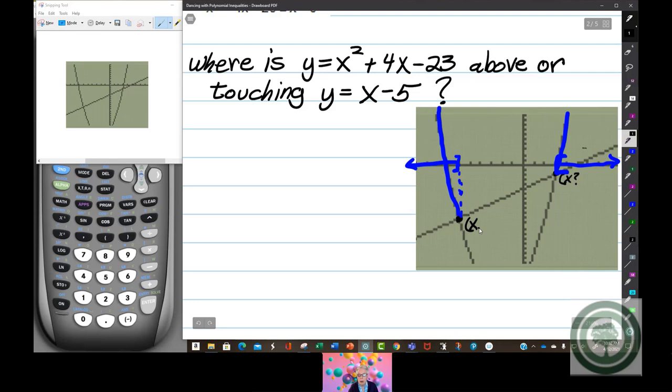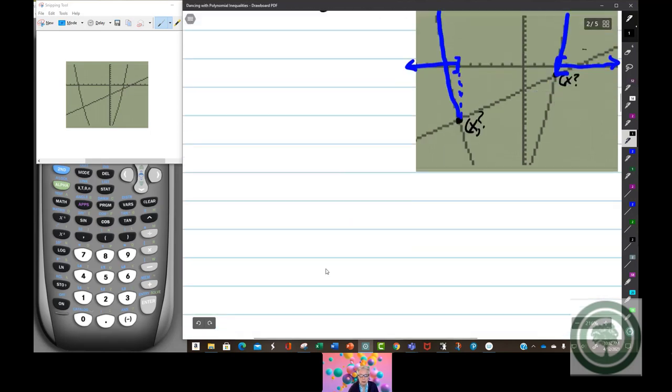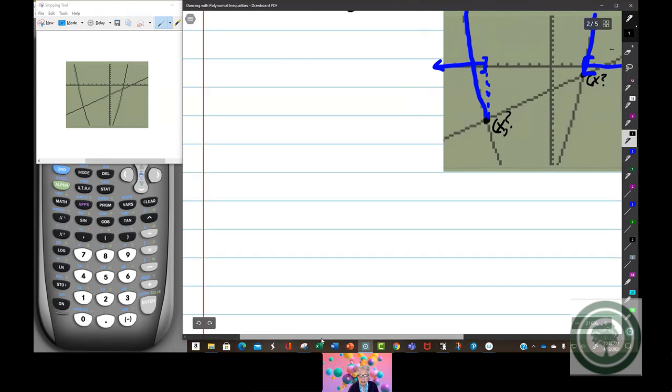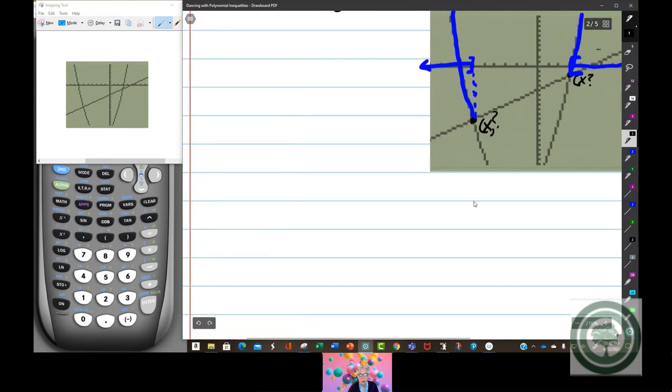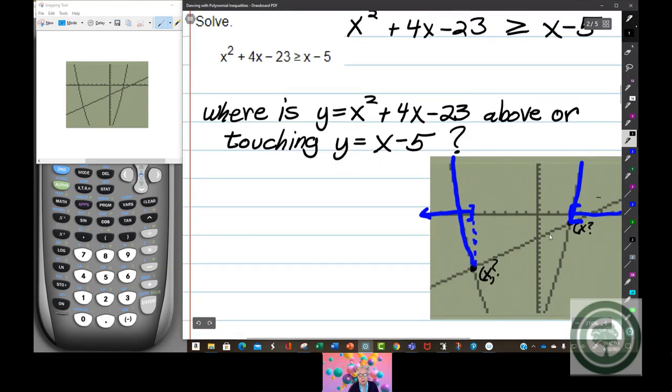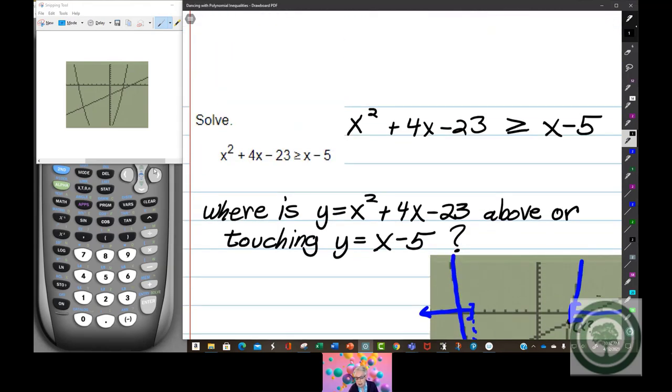For those of you who have used the graphing calculator a lot, there's a utility called intersect that you could use. However, we're just not using that in this class because there's no time to teach it. So what we really need to do is translate this problem into an equivalent problem that's easier and quicker to solve. I'm going to do that.